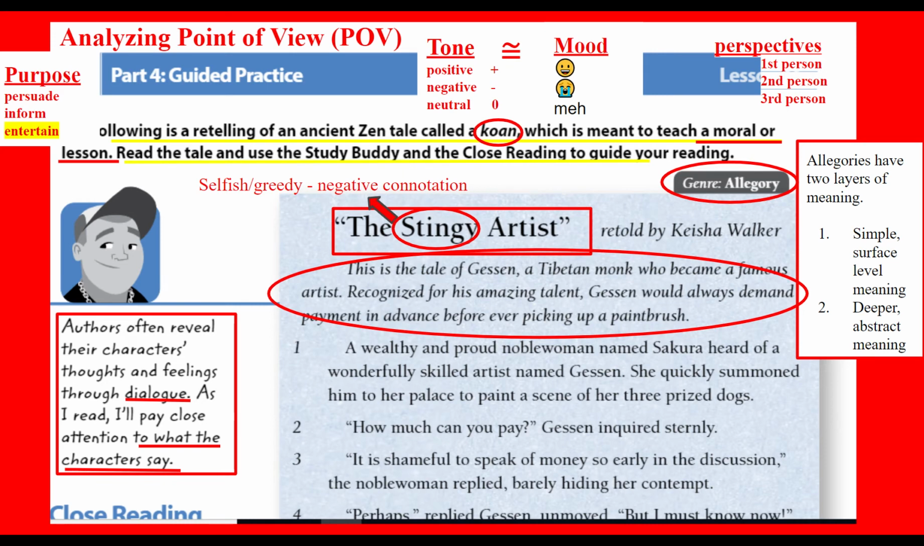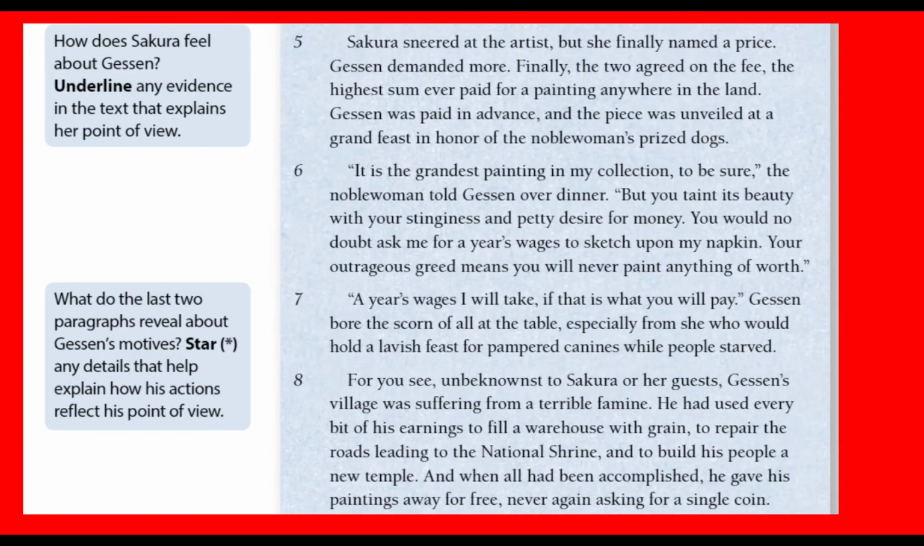Okay, guys, so I'm assuming you have read The Stingy Artist on your own once, and now you are ready to move on to the close reading section. So I'm going to get us to our next slide so we can get ready for our close reading. We have two close reading boxes to look at. This is our first one. We have to think, how does Sakura feel about Jeshin? We have to underline any evidence in the text that explains her point of view.